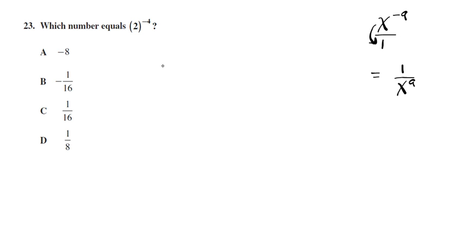Alright, so let's do this. We have 2 to the negative 4. What can I divide any number by without changing the number? The identity for division is 1, so I put this over 1.